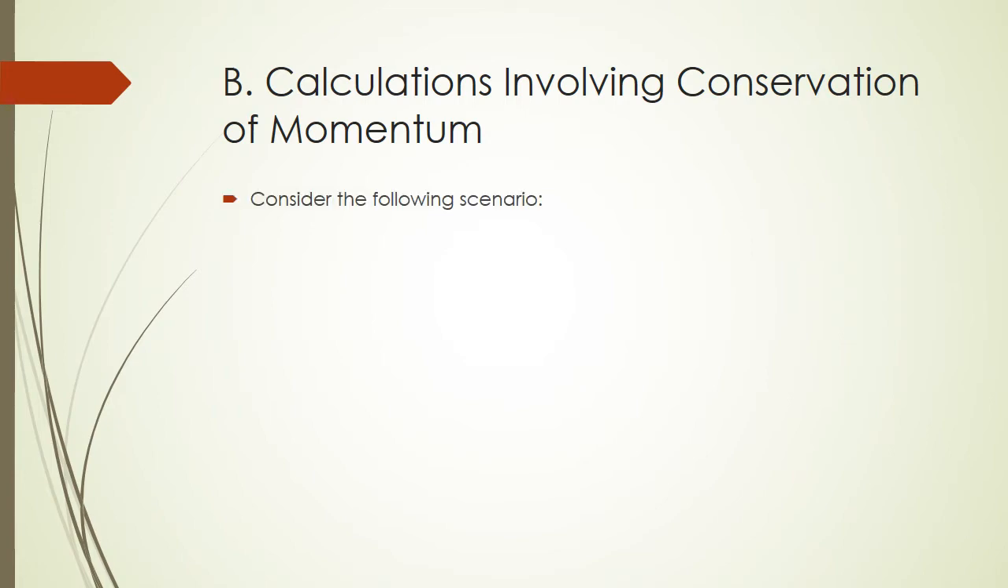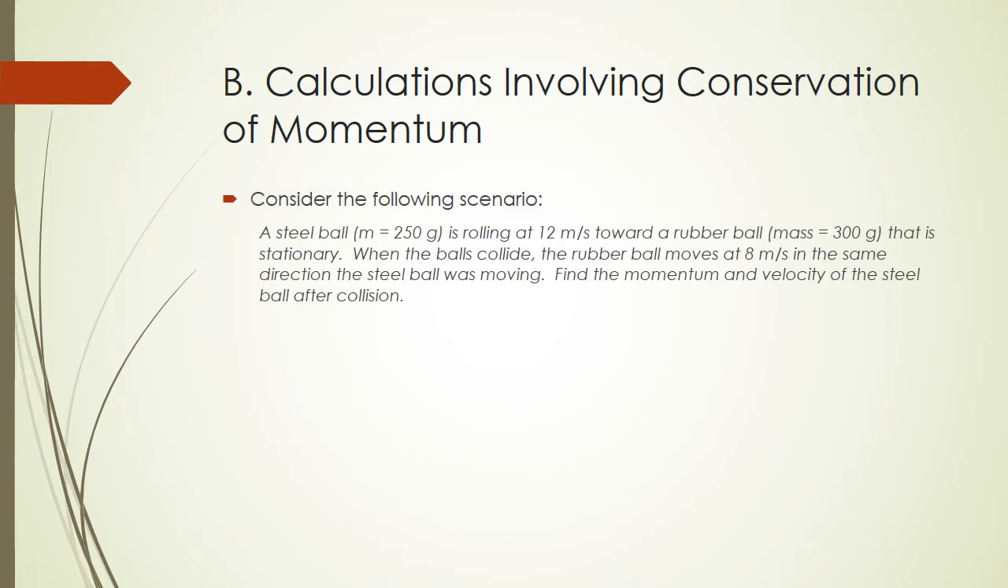So I want you to consider this first scenario. A steel ball, mass equal to 250 grams, is rolling at 12 meters per second toward a rubber ball, mass equal to 300 grams, that is stationary. When the balls collide, the rubber ball moves at 8 meters per second in the same direction the steel ball was moving. Find the momentum and velocity of the steel ball after the collision.